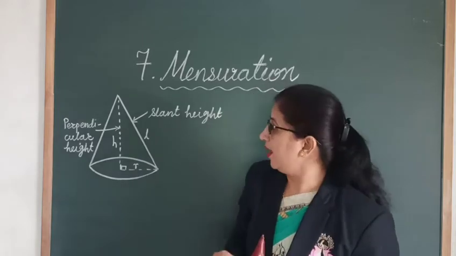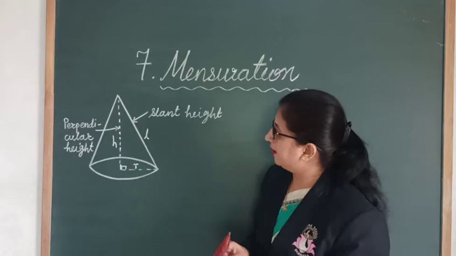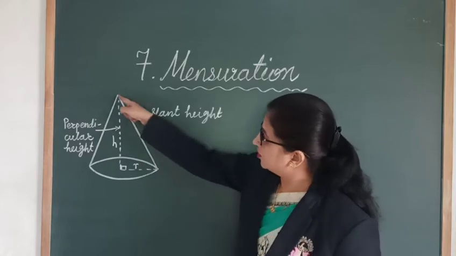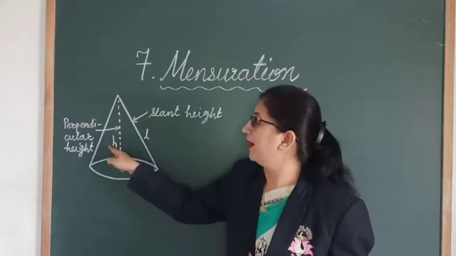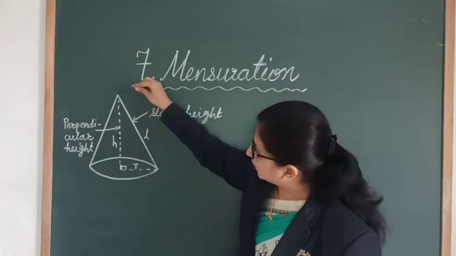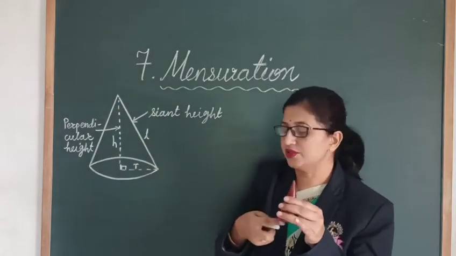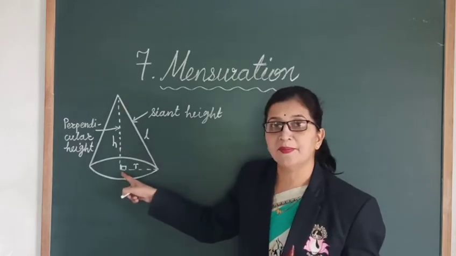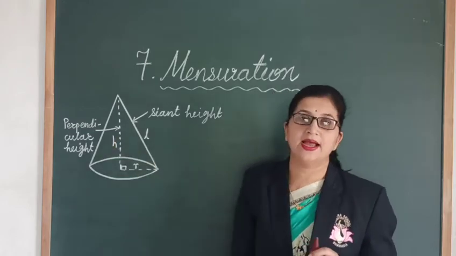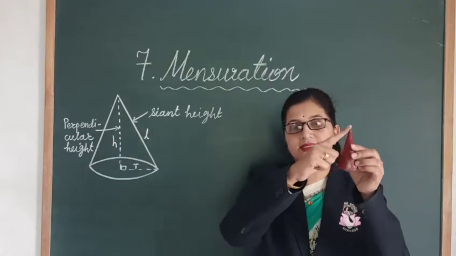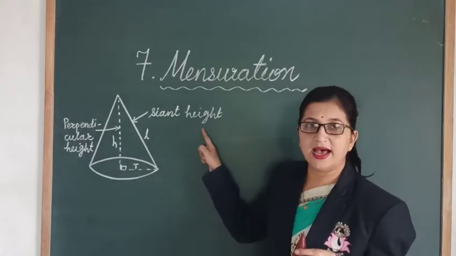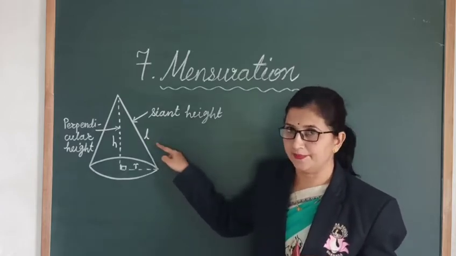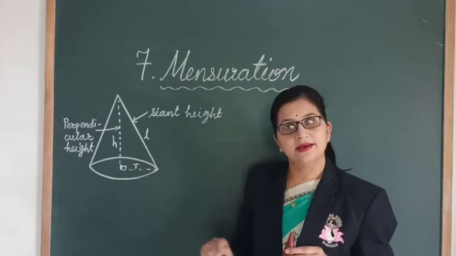One is the base area, which is circular, and the other is the curved surface area. Now in the case of a cone, if we join the vertex to the center of the base, we get the perpendicular height, which is denoted by h. This is the slant height of the cone, which is denoted by small l. And this is the radius.